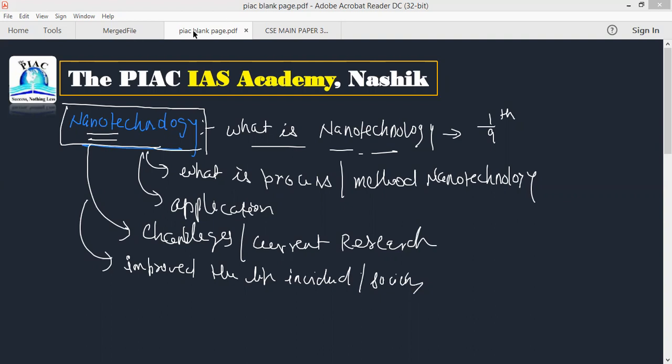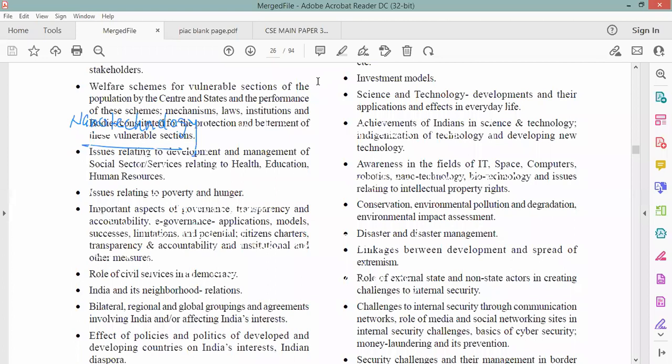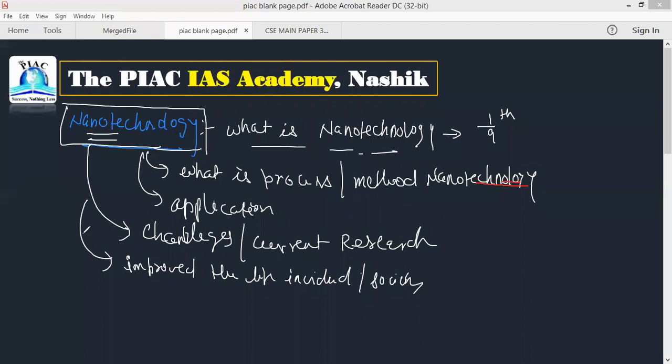Then come to the next, that is biotechnology. As I have already told you, what is biotechnology? Once again, we have already discussed this biotechnology. All these are the technologies we are talking about. Biotechnology, what is biotechnology? What is genetic engineering, you can say. It is one part of biotechnology.